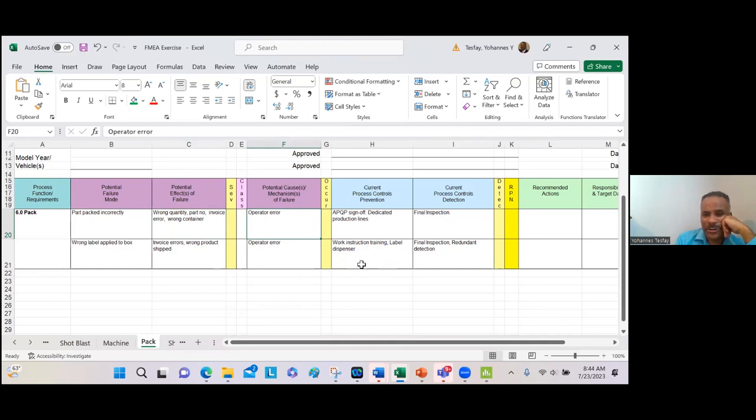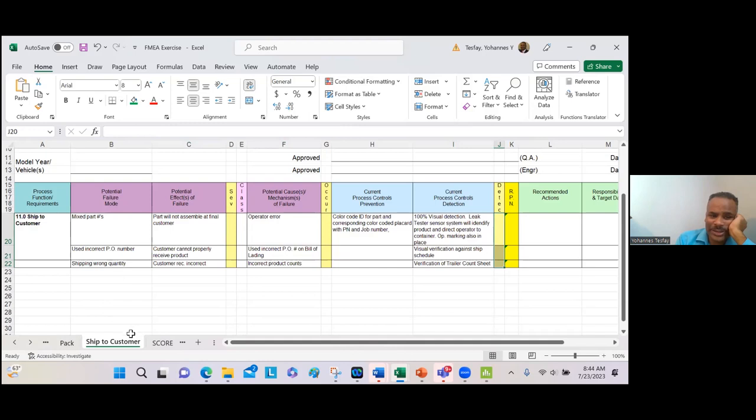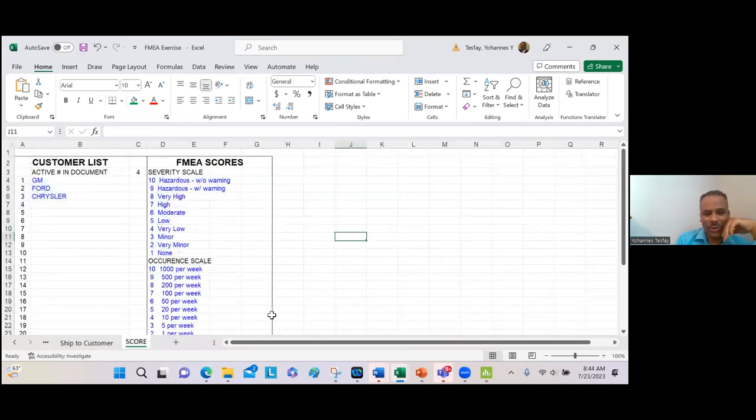So ምን እናደርገዋለን? APQP sign off indicated the production line and final inspection. So training for the operator is going to be given to them. You see? Ship to the customer. ይሄ ደግሞ shipment ላይ ያሉ failure modes ናቸው ማለት ነው። Then finally you have the score, okay? The score.